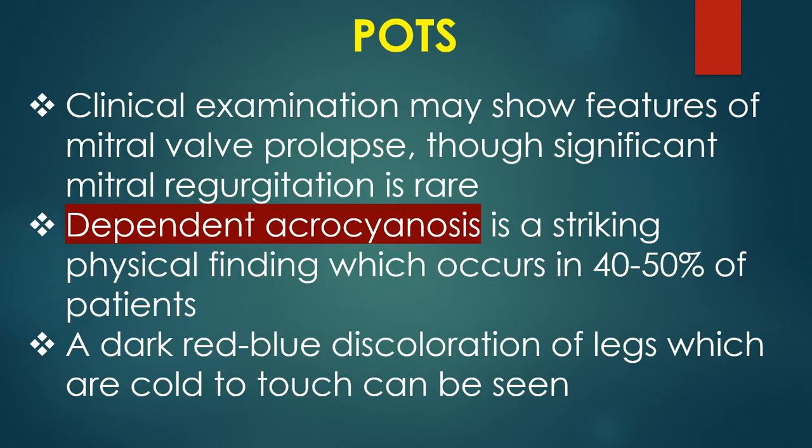Clinical examination may show features of mitral valve prolapse, though significant mitral regurgitation is rare. Dependent acrocyanosis is a striking physical finding which occurs in 40 to 50% of patients. A dark red-blue discoloration of legs which are cold to touch can be seen.